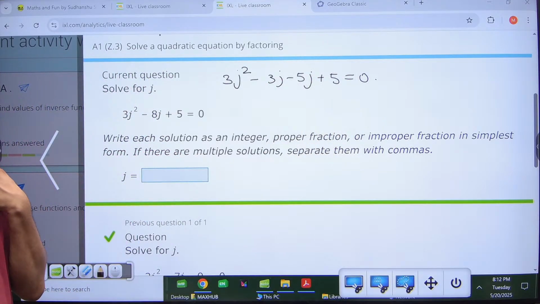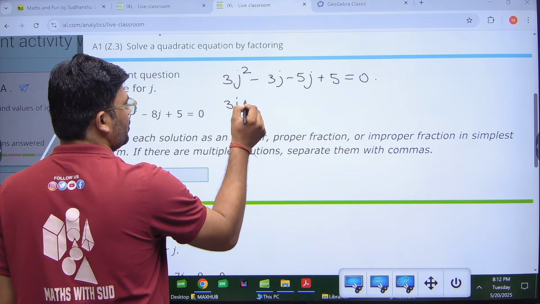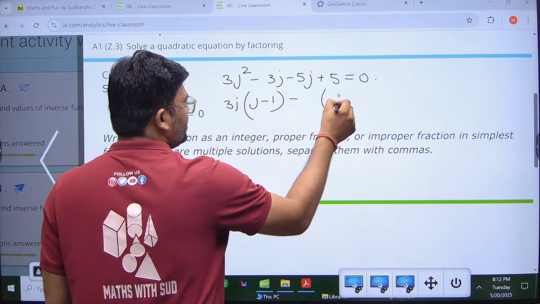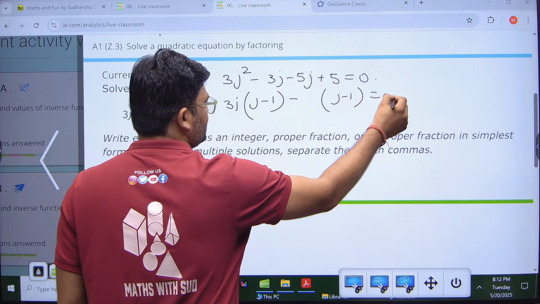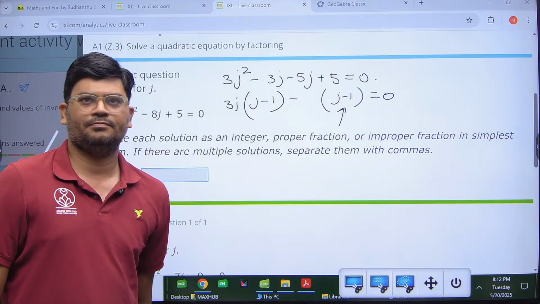Alright. Then what you can take common? So you can take 3j common. So in bracket you will get j minus 1, and again in the second bracket you should have j minus 1. Please ensure this. In both the brackets you should have the same thing.